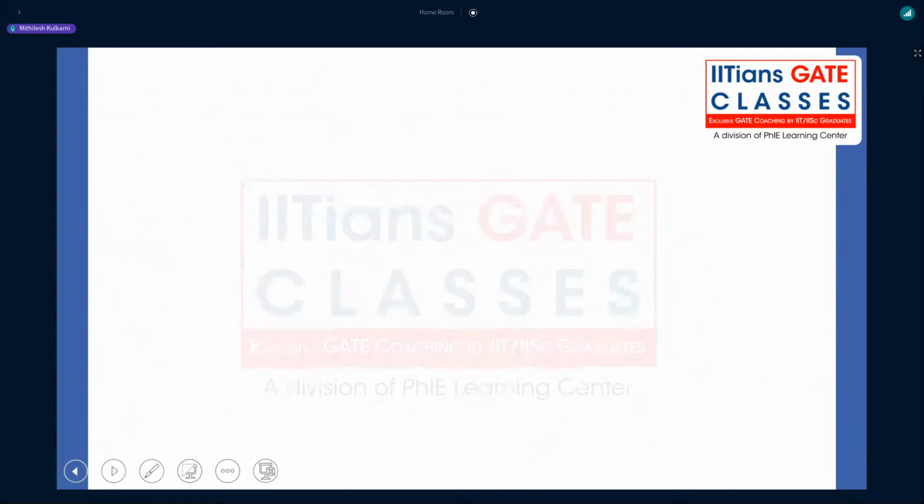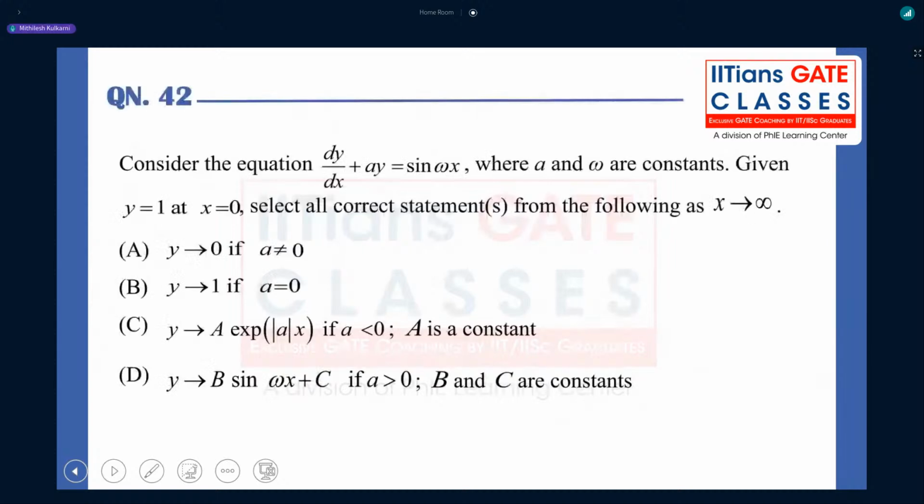Coming towards the next question, question number 42. This question is again a 2-mark question, a little bit lengthy. Let's try to solve this. So I'll take this question on the next slide because it is a little bigger.